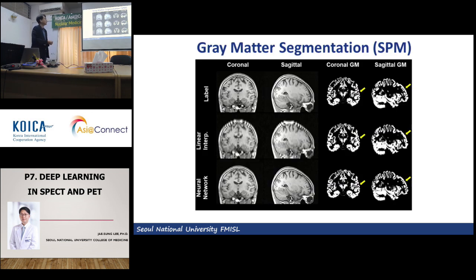Then we applied gray matter segmentation to the original 3D MRI, the linearly interpolated data, and the deep learning outcomes. Because we can see very similar anatomical details in the deep learning outcome, the output of gray matter segmentation also looks quite equivalent to the original.